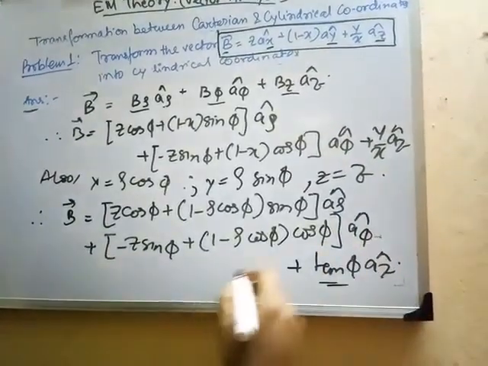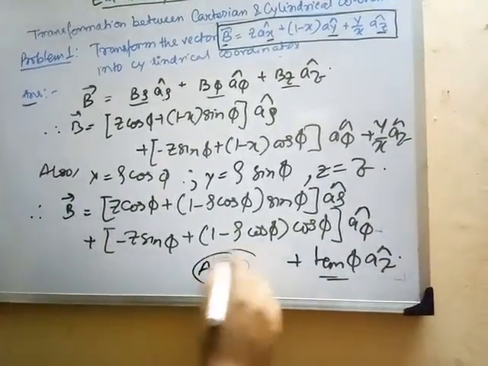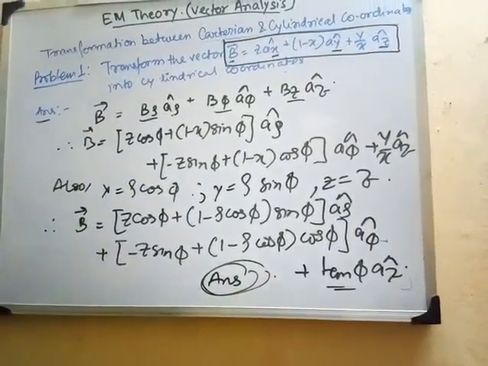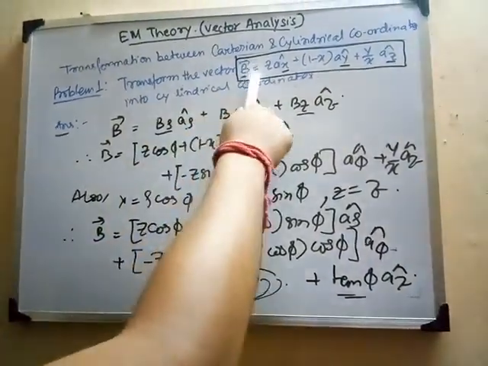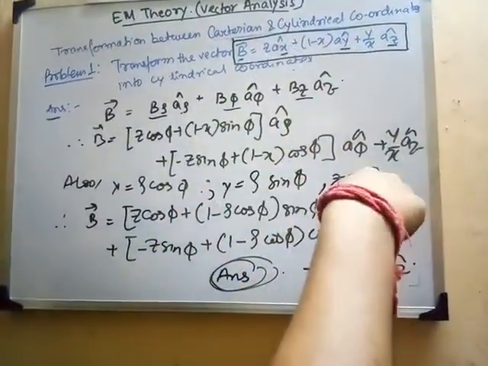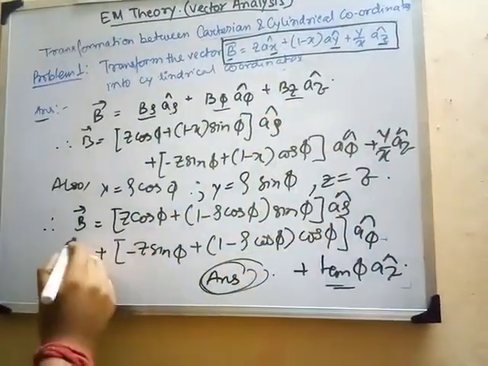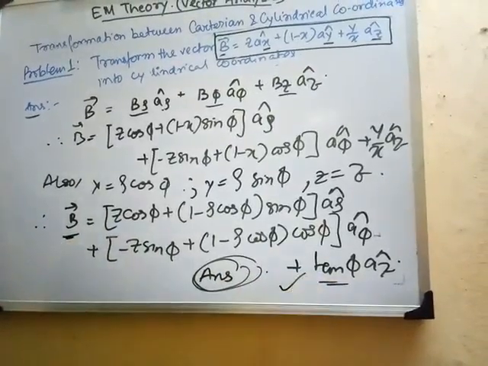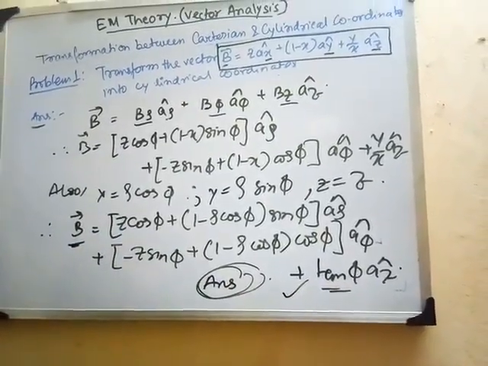So this is your simple answer. As the problem said, this vector was previously in the Cartesian coordinate system. If we transform it into the cylindrical coordinate system, vector B will be represented by this, and this is your answer.